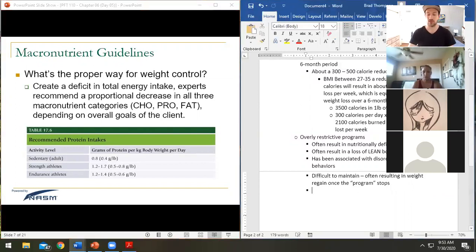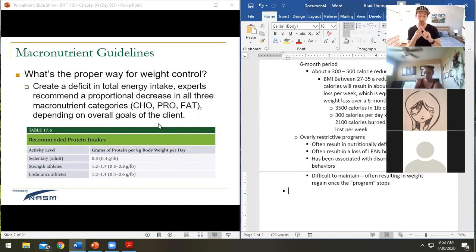Let's go ahead and look at some of our macronutrient ranges, right? So what's the proper way for weight control? Well, we want to create a total deficit intake. If you're creating a caloric deficit, that means you're not consuming lots of different types of foods, so you're decreasing all of your foods. But some of those are very important and you don't want to have too far of a reduction. So we're going to see proportional decreases in proteins, fats, and carbs.